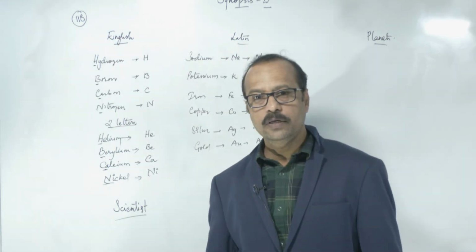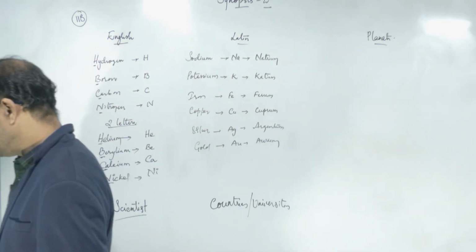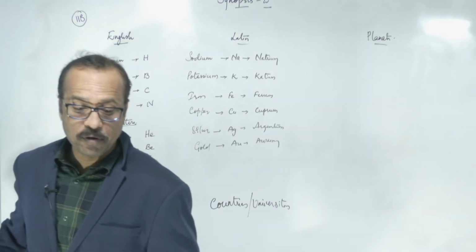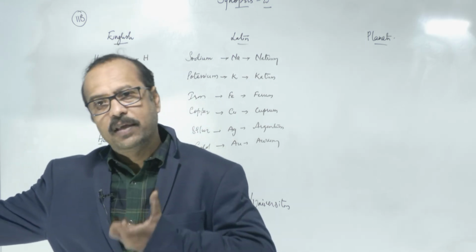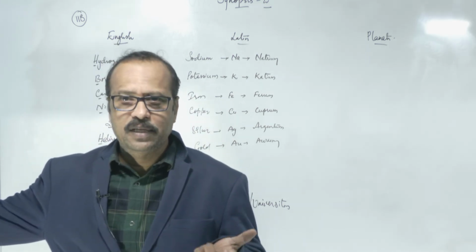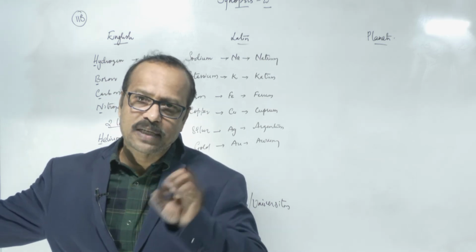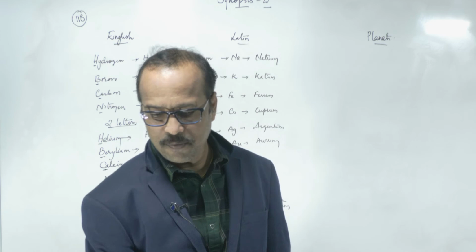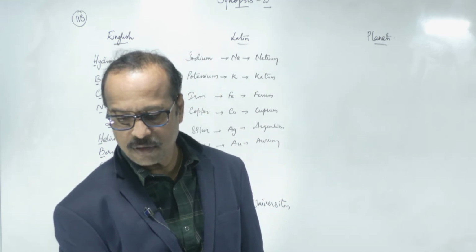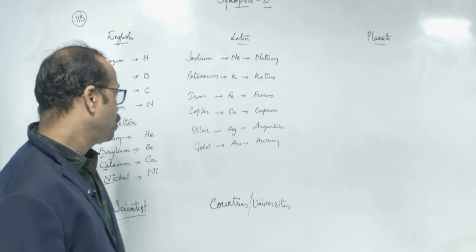Good. Now let's come to the next one, which is a scientist. Elements named after the name of a scientist are an honor for the scientists. They did so much for chemistry, in science and technology. So in honor of those scientists, some elements are named after their names.